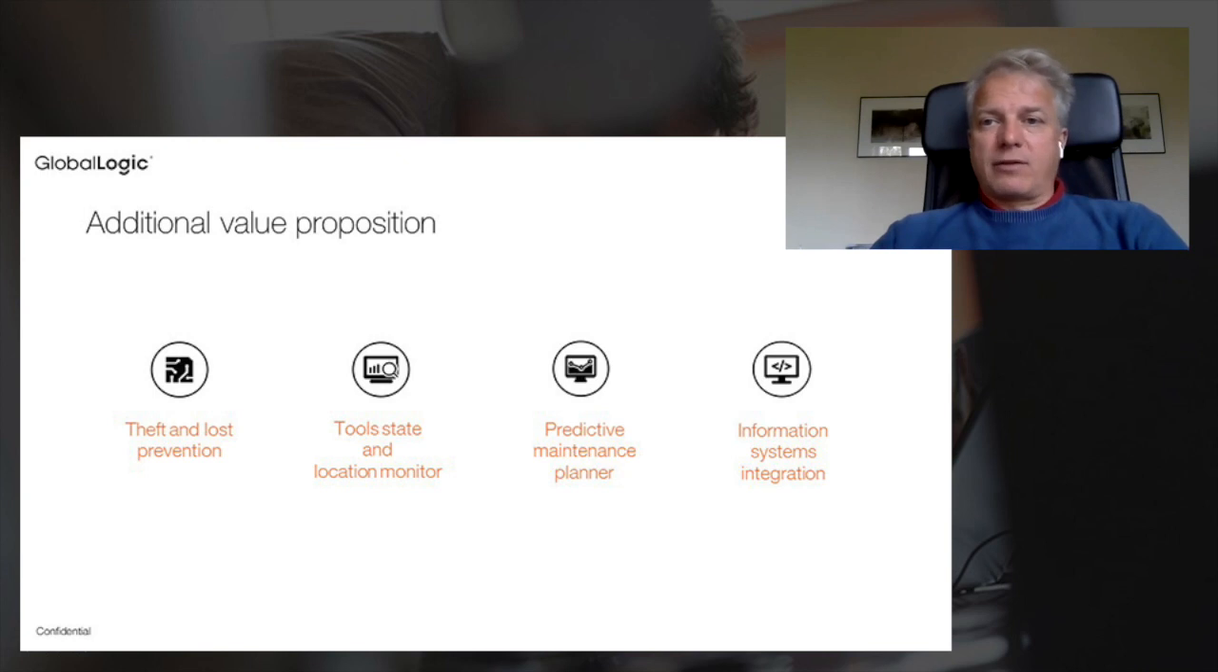There are some additional values, which you don't get with a regular product solution, which you get only with a product as a service. And these values are presented on this slide. Theft and loss prevention is one very important factor. Location monitoring and state monitoring. Predictive maintenance planner. Information system integration. These are important elements which are easier to obtain with such a solution.